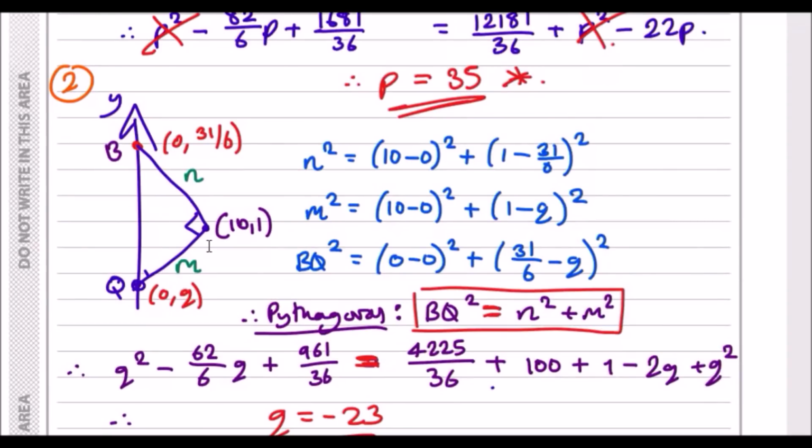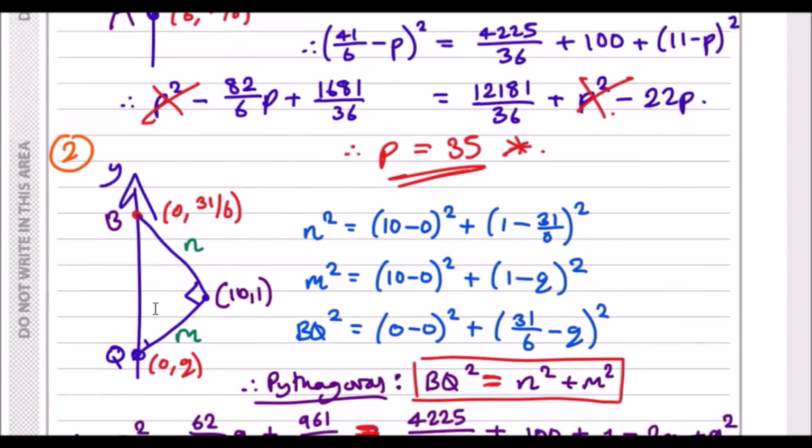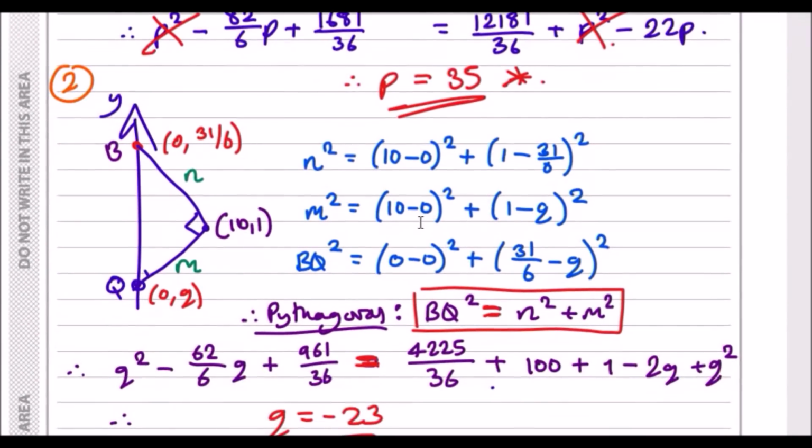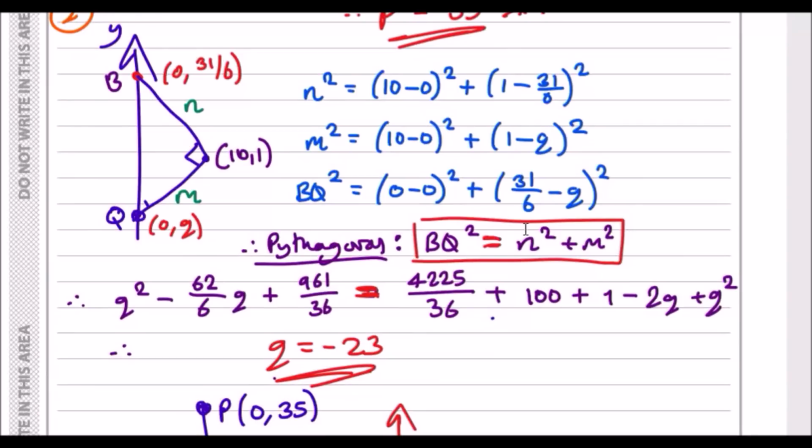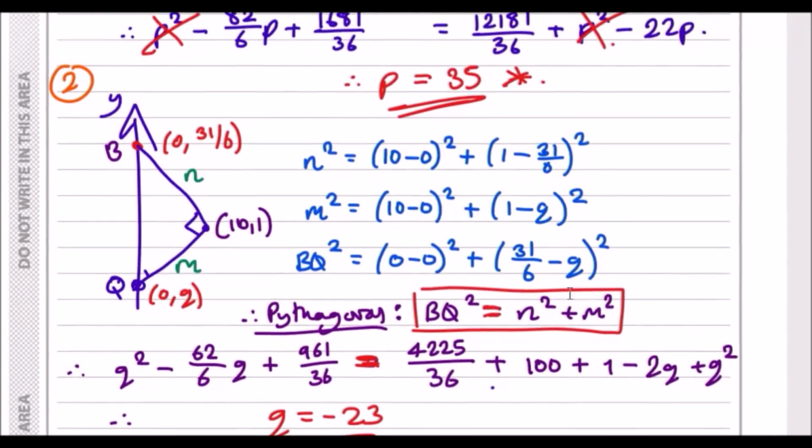So again, I call this length here M between Q and 10, 1. And I call this length N between B and 10, 1. So this is the tangent points. No, so this is the part where the circle is, yep. The Q part is the tangent point. So using the distance formula, I said let M squared plus N squared equal BQ squared. Yep, BQ squared equals N squared plus M squared.